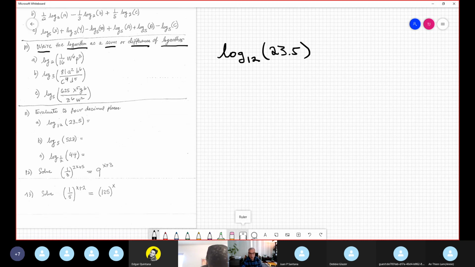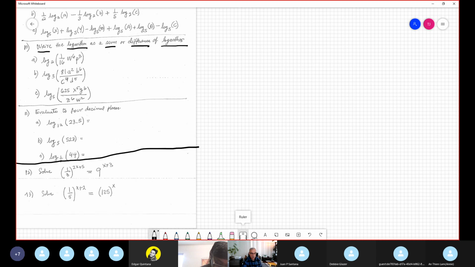Let's move on to the complicated part, so that everyone understands the application of the calculator change base formula. Number 11 question. Okay, let's move on to 12.